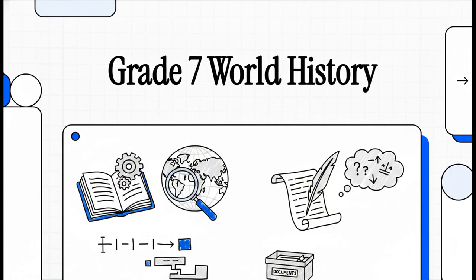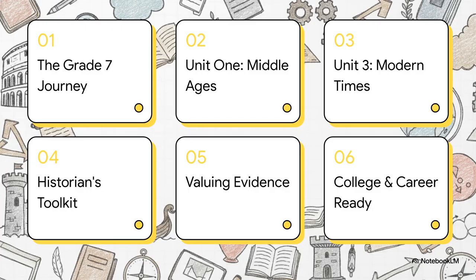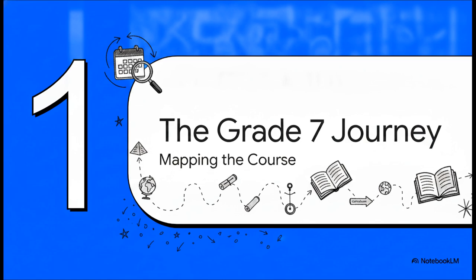Let's get into it. Here is our roadmap for today. We'll trace the grade 7 journey from the Middle Ages to modern times, unpack the historian's toolkit, explore how we teach valuing evidence, and finally see how this all builds toward college and career readiness. Section 1. The Grade 7 Journey, Mapping the Course.